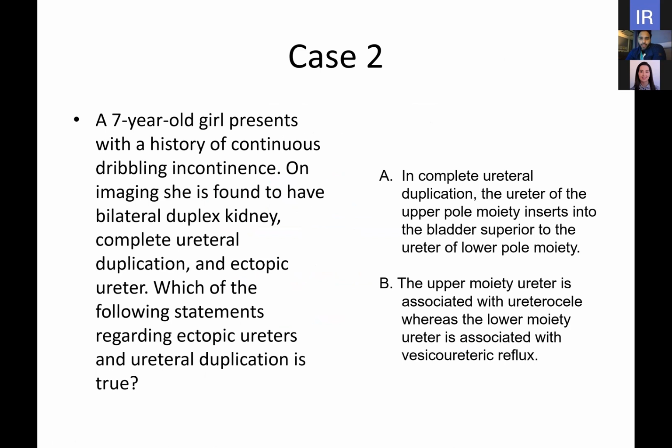So if we look at this question again, I'd like you guys to cast your votes, and hopefully you learned something from our little case discussion. So which one would it be, A or B? Let's see what you guys say.